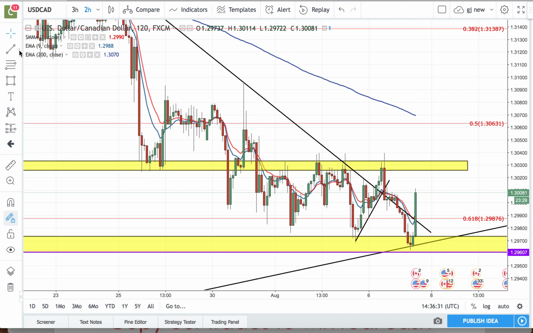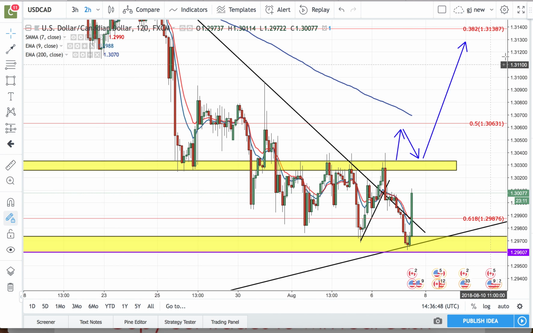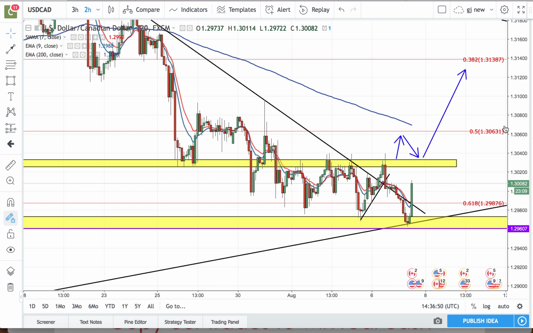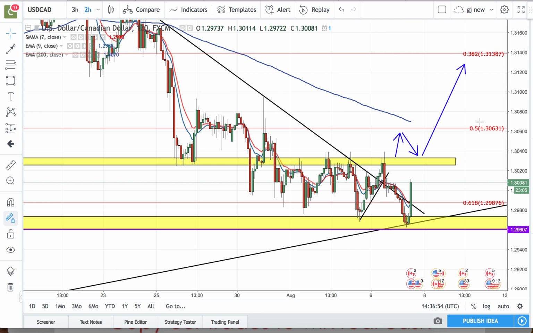Ideally, we would like a break and retest of the yellow area for going quite a lot higher. And we would aim for up towards 1.31500. That's a good psychological level for this pair, USD CAD.